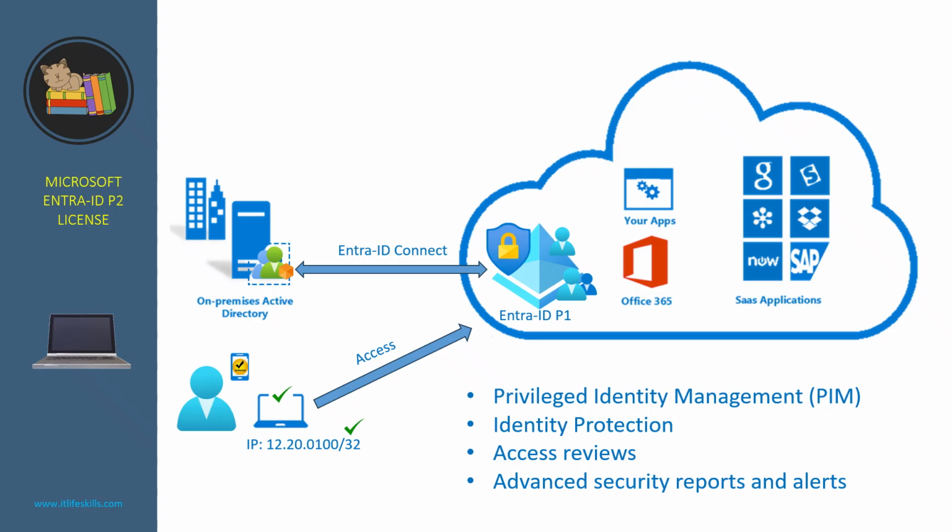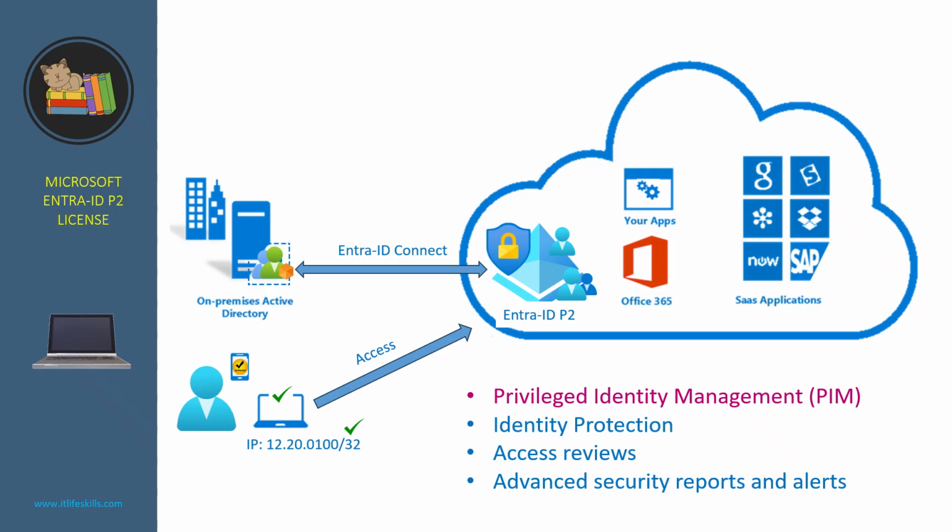If you need privileged identity management or PIM, you must upgrade to P2 license. PIM allows you to set up eligible roles for Entra admins to request their roles when they need them, and the roles become active only when the request is approved.